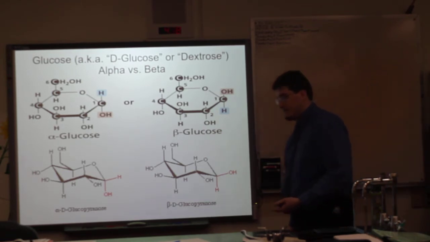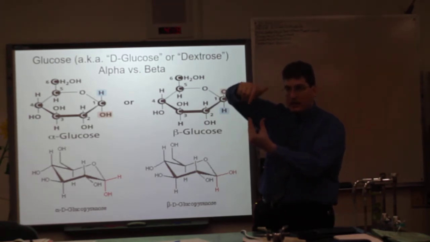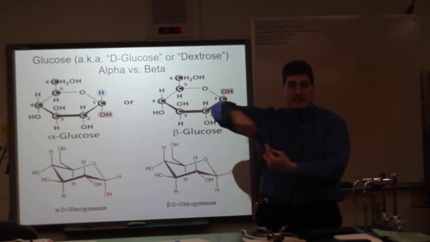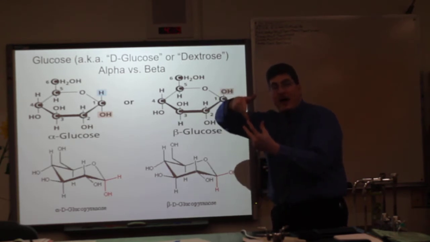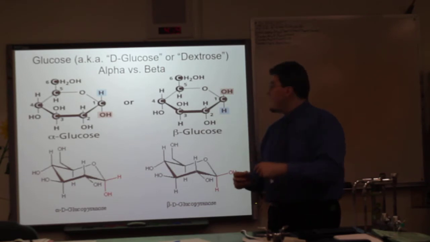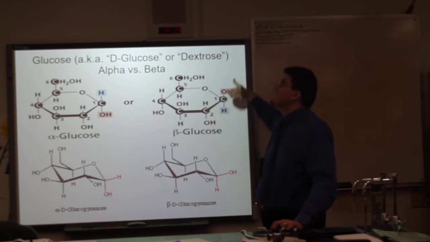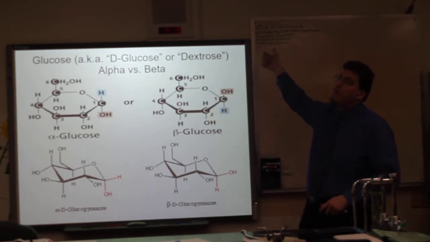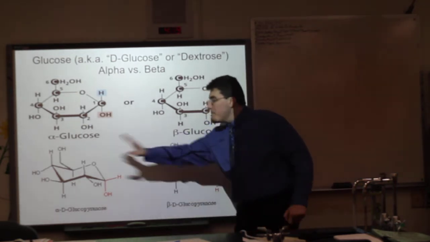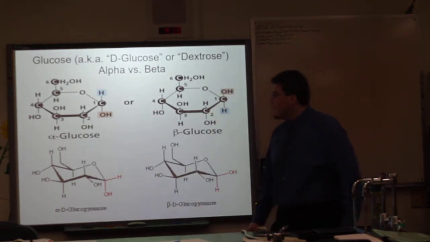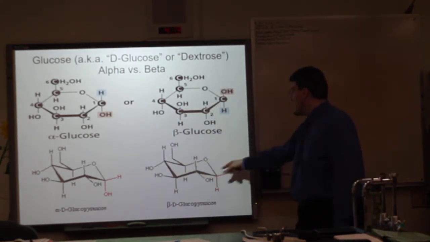How did this happen? Because the aldehyde group can rotate. If it rotates to the other side when it forms that ring structure, then the hydroxyl group will be upside down versus right side up. So, in your chair form, alpha glucose will have a hydroxyl group there, a hydroxyl group there. Beta glucose will have a hydroxyl group there, a hydroxyl group there.